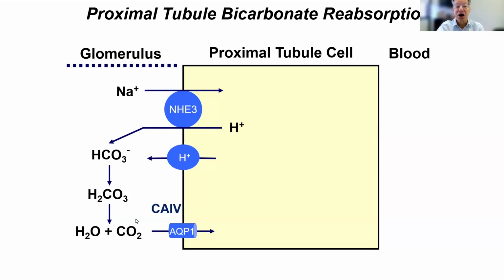And then what happens is carbon dioxide that's created actually crosses the cell membrane. Some people think through aquaporin 1, the water channel, to get into the cell. So the carbon on bicarbonate actually doesn't get in directly.